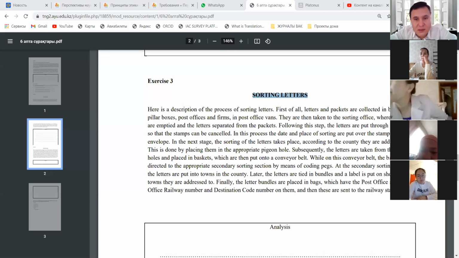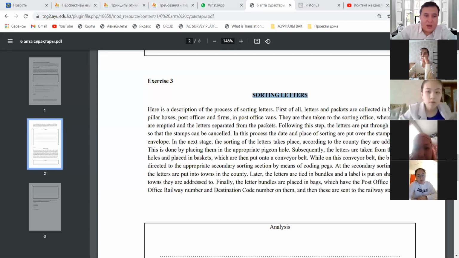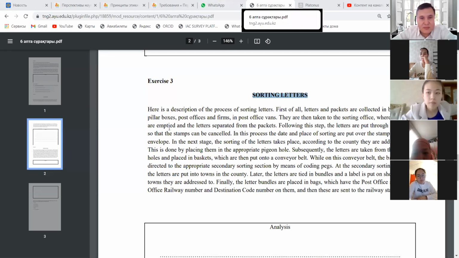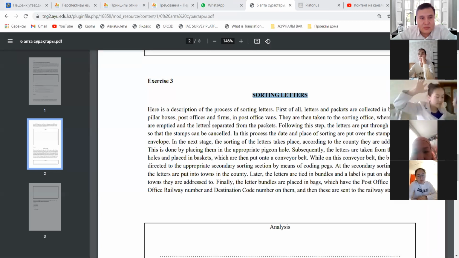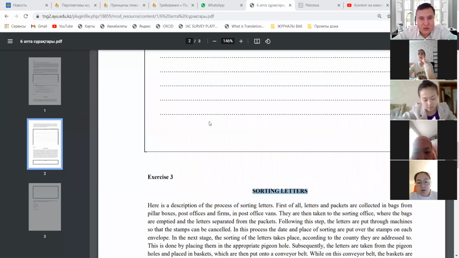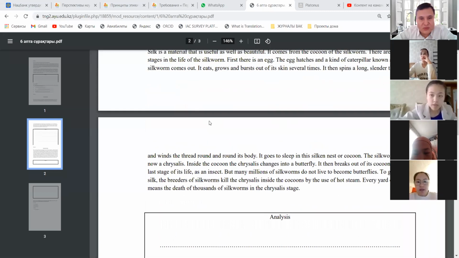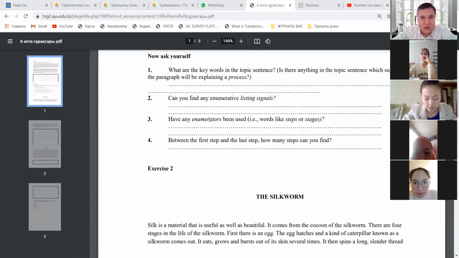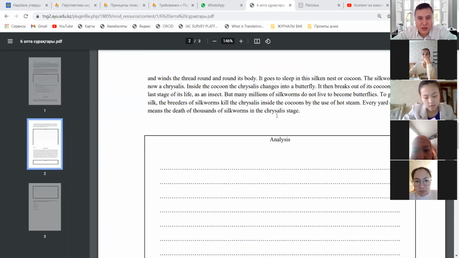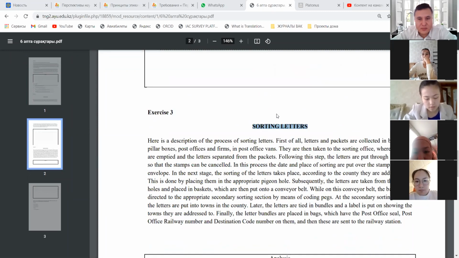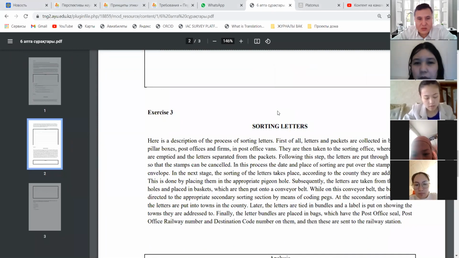Okay. So, answer the questions, please. May I try? Yes. Asimkul is responsible for this exercise. So, topic sentence, which suggests that the paragraph will be explaining a process. First sentence: Here is a description of the process of sorting letters.